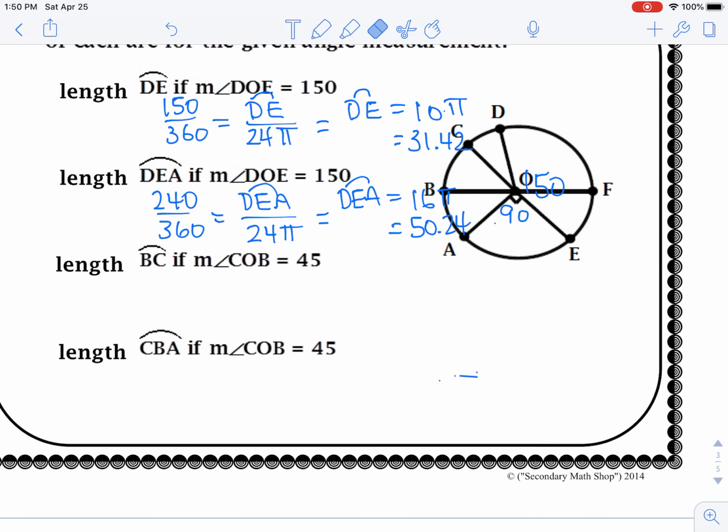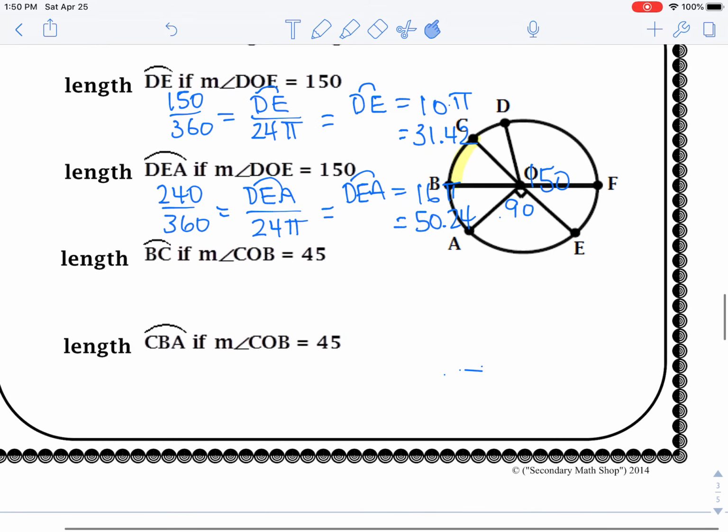BC. BC is this little piece right here. So we need to find what that would measure. Well, if it's 90 here, COA is 90. Let me see if it gives us anything. This is a diameter. Doesn't really tell me exactly that these two are the same.